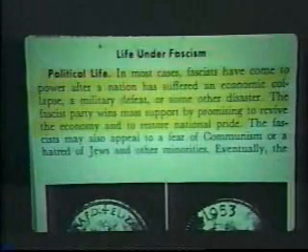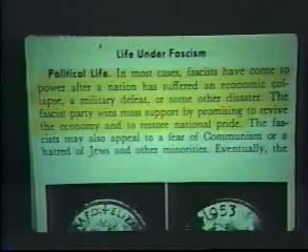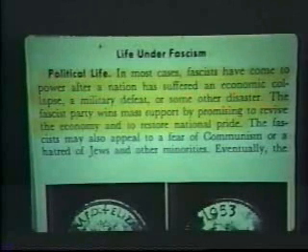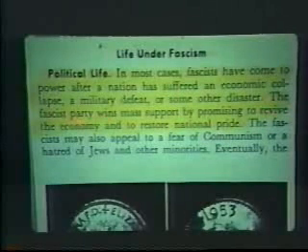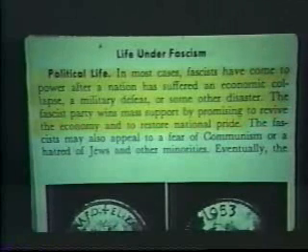The political life under fascism. In most cases, fascists have come to power after a nation has suffered an economic collapse. That's us. A military defeat with Vietnam and all the rest of them, that's us. Or some other disaster, well, that's us. The fascist party wins mass support by promising to revive the economy and restore national pride. How many times have we heard the fascists telling us that what we need to do is to revive the economy and restore national pride? We're talking fascism.